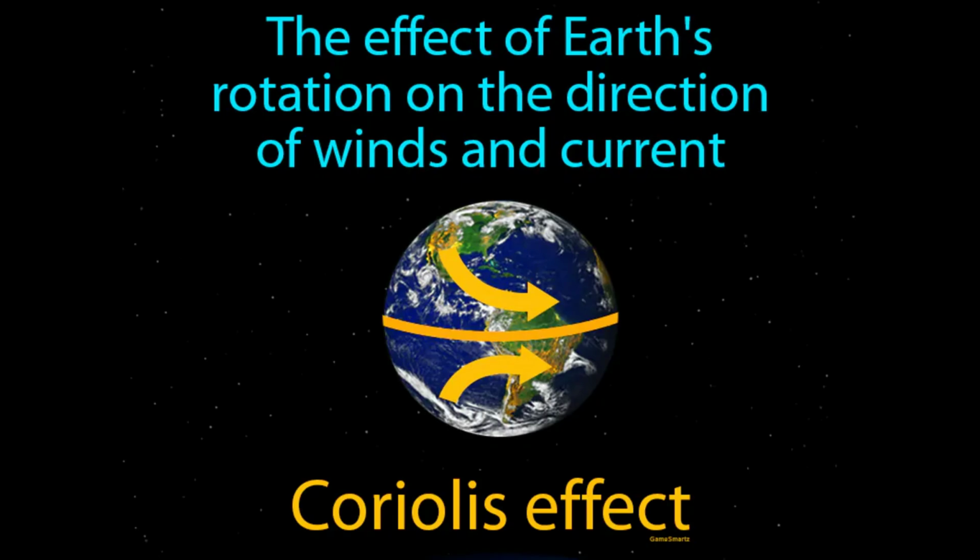The effect of Earth's rotation on the direction of winds and current: Coriolis effect. The Coriolis effect makes moving air and water turn and twist, causing winds in the northern hemisphere to deflect to the right and in the southern hemisphere to the left.